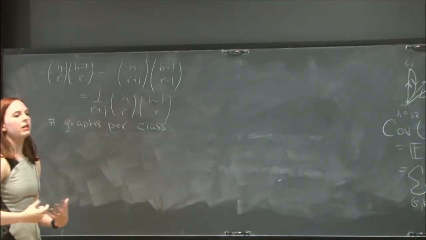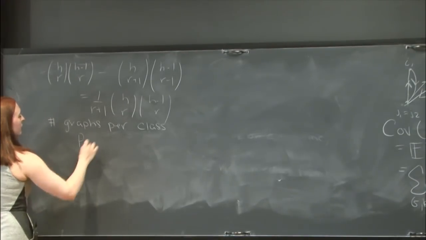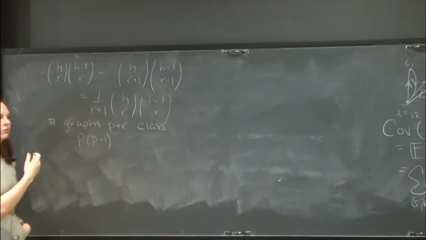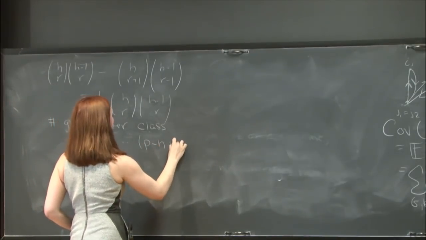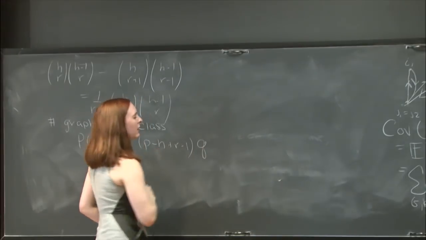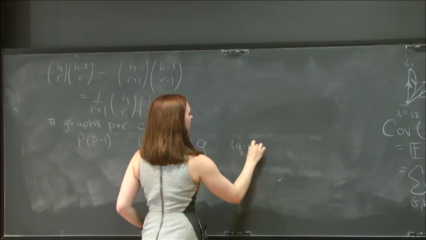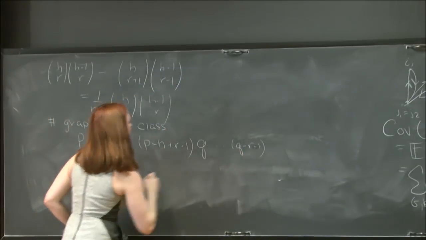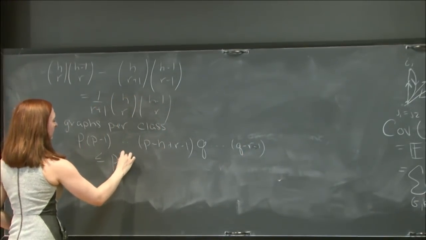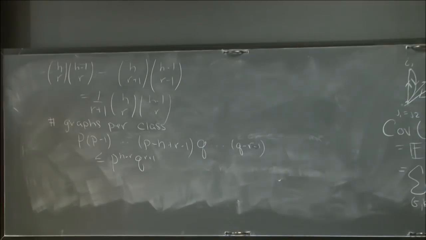Or I can think of it as the number of ways I can label the vertices. I can label the first top vertex with P choices, then I have P minus 1 choices for the next top vertex, and so on, down to P minus H plus R plus 1. Same thing on the bottom: I have Q choices for the first bottom vertex, up to Q minus R plus 1, minus 1. And so this is less than or equal to P^(H minus R) Q^(R plus 1). Good. And then finally, this constructs one of my graphs.